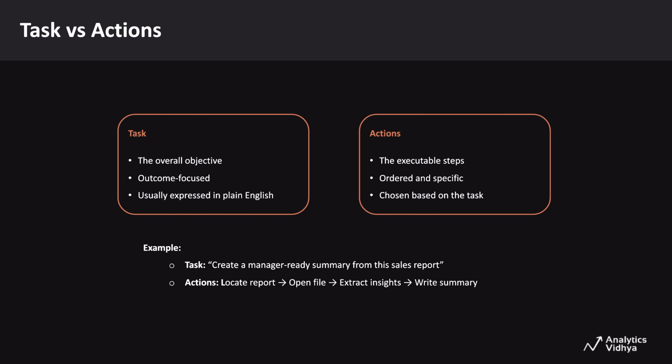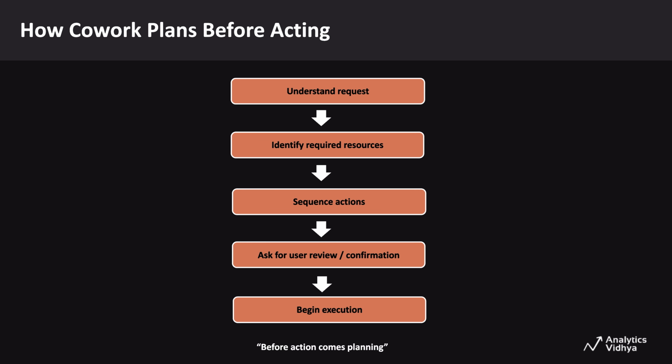The task stays at the goal, context, and outcome level. It defines what needs to be done, in what situation, and toward what final result. The actions sit at the execution level. What needs to happen next? Users usually describe the task in plain English, and Co-work translates that into a set of actions it can actually perform. A key idea here is that Co-work does not jump straight into action. It first understands the request, identifies what resources may be needed, and then sequences the work before execution begins.